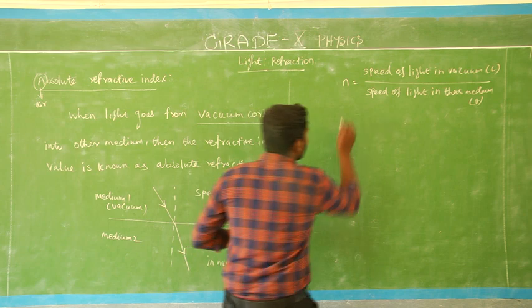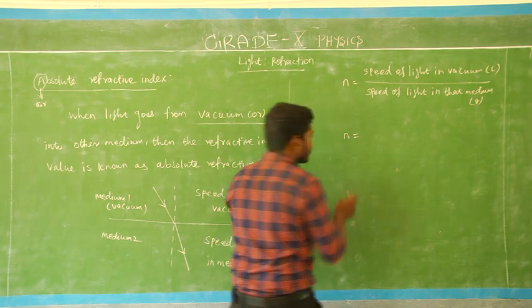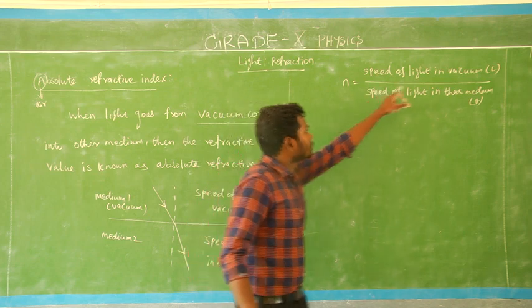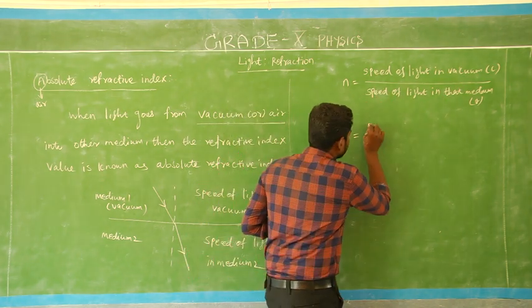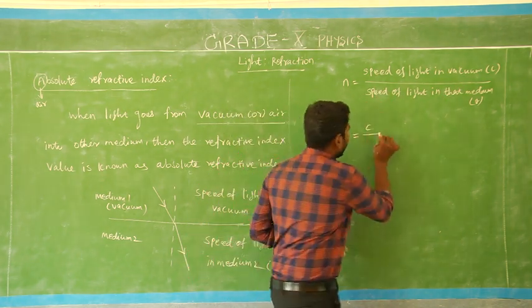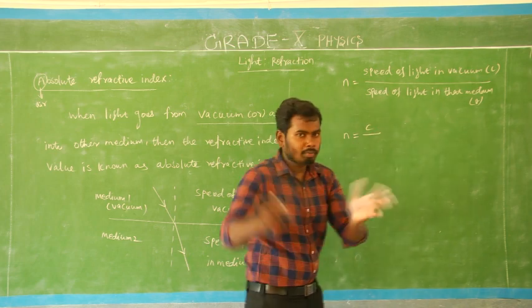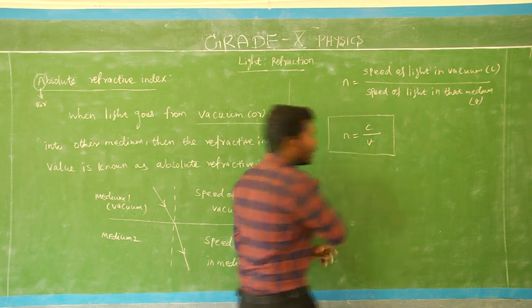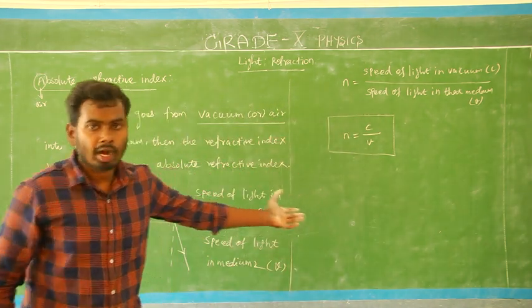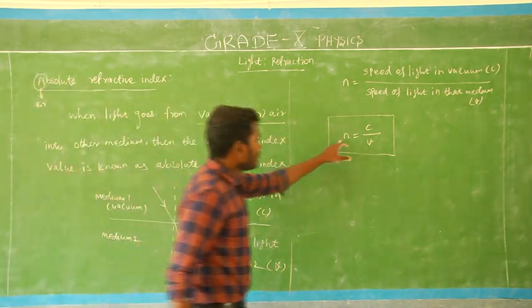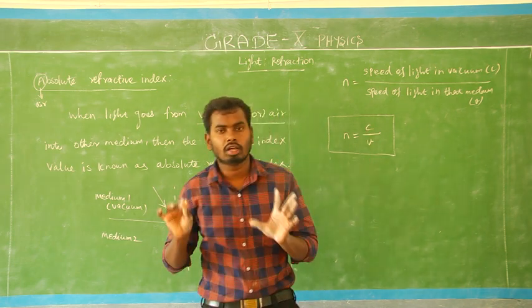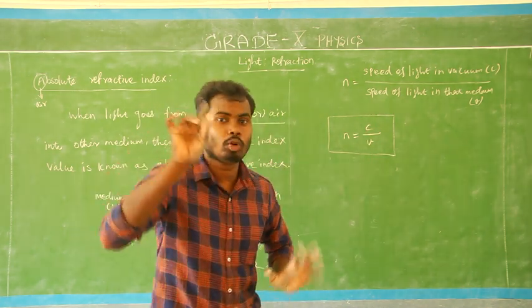Listen here. So n, refractive index, generally absolute refractive index n, is equal to the speed of light in vacuum, symbol C, divided by the speed of light in that medium, V. So this is the absolute refractive index formula: n is equal to C by V. You keep that in your mind.